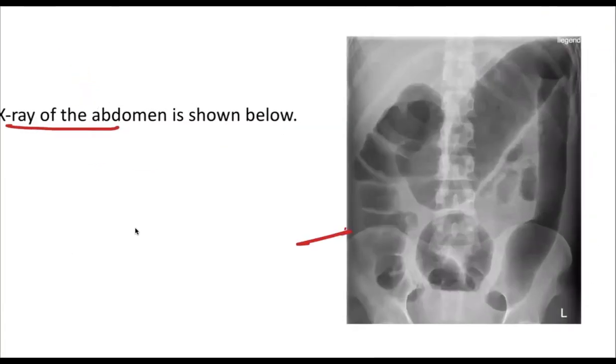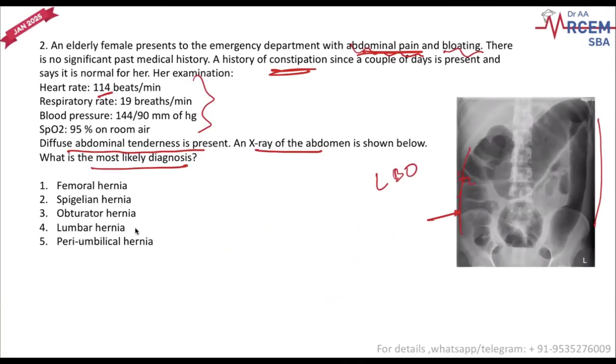In the X-ray, the bowel loops are distended more peripherally. Haustral lines can also be seen, suggestive of a large bowel obstruction. Which of the following hernias? They have given all the options as hernias which will cause a large bowel obstruction. Only a lumbar hernia can cause large bowel obstruction. Remember that only a lumbar hernia causes large bowel obstruction.